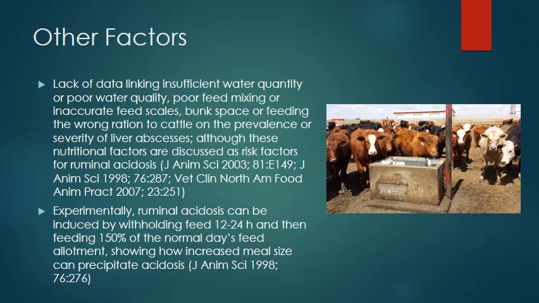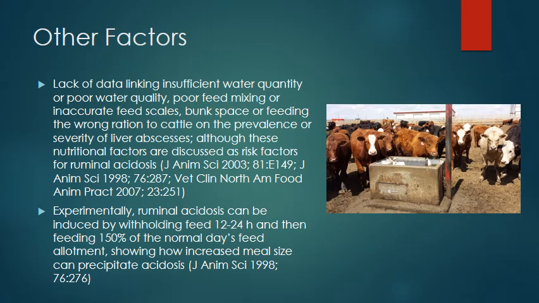We definitely do know that feeding the wrong ration to cattle, for example, feeding a finishing ration to new calves coming in, will increase the risk of acute grain overload. However, there's no research to show that any of these factors that impact the risk of ruminal acidosis actually increase the risk of liver abscesses.